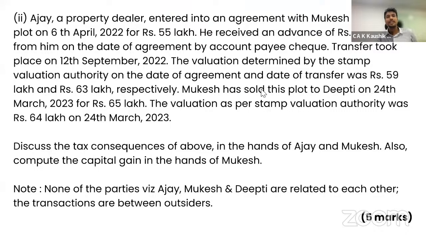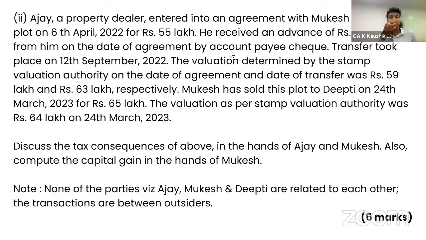Now here we need to see Ajay, a property dealer. So Ajay is a business person. So that is what should trigger your mind quickly. Ajay is a business person. Entered into an agreement with Mukesh to sell a property on 6th April 2022 for 55 lakh. So he has entered into an agreement to sell for 55 lakh.